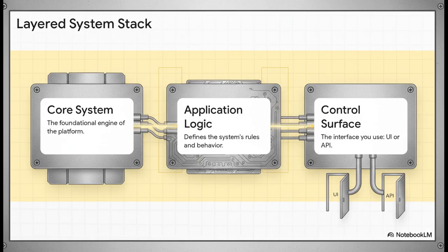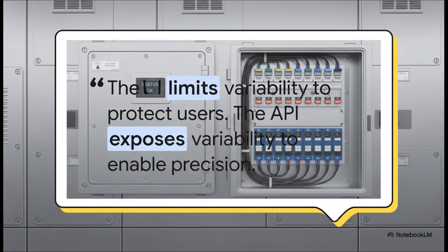You can visualize it as a stack. At the foundation, you have the core system. Above that is the application logic that defines all the rules, and then right on top is the control surface layer. This is where you choose your entrance, either the UI or the API. But they both access the same logic and the same system underneath. This quote from the source material just sums it up perfectly. The UI limits variability to protect users. The API exposes variability to enable precision. It's a fundamental difference in design philosophy, right? It's all about protection versus precision.